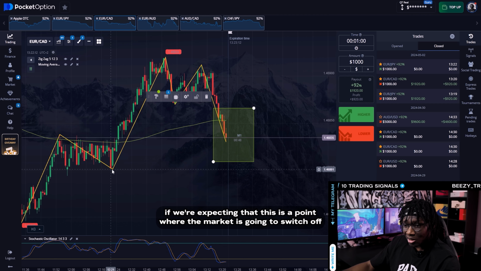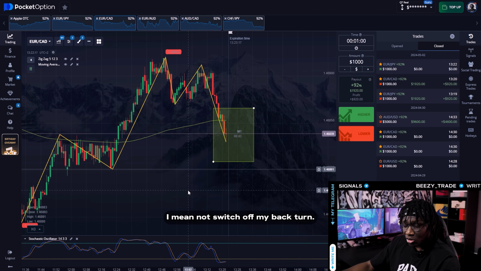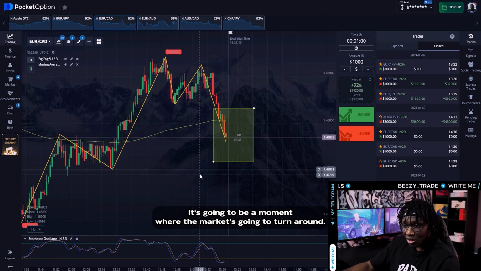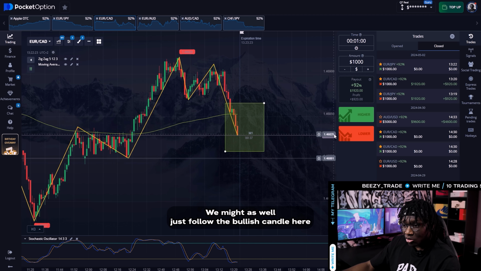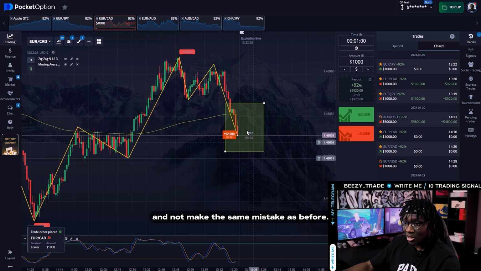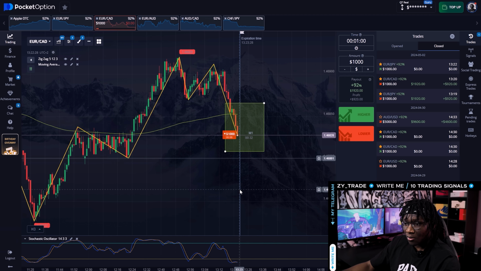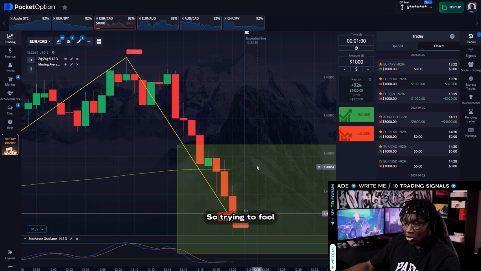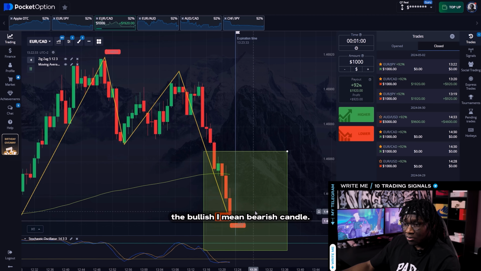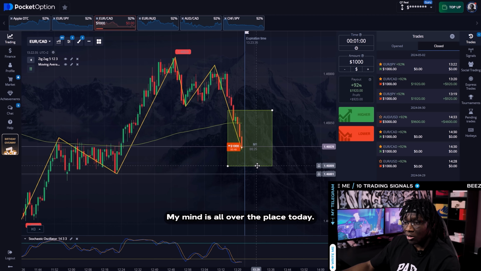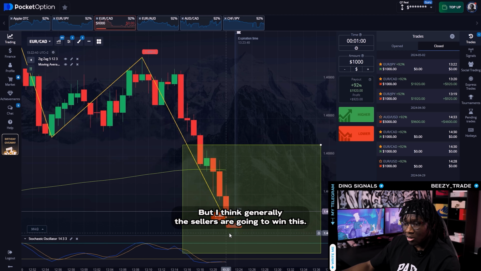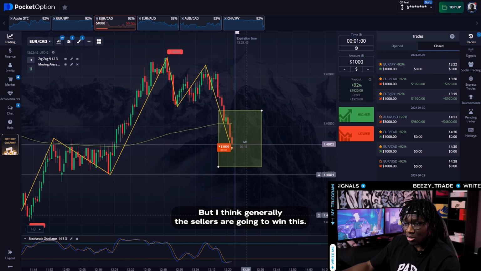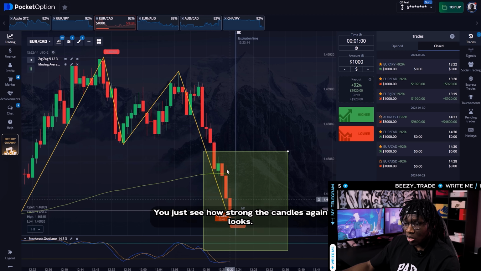And if we're expecting that this is a point where the market is going to turn, it's going to be a moment where the market's going to turn around. We might as well just follow the bullish candle here and not make the same mistakes as before. So trying to follow the bearish candle. Oh, my mind is all over the place today. Bearish candle. We can see the price being pushed up, but I think generally the sellers are going to win this. You can just see how strong the other candles have been.